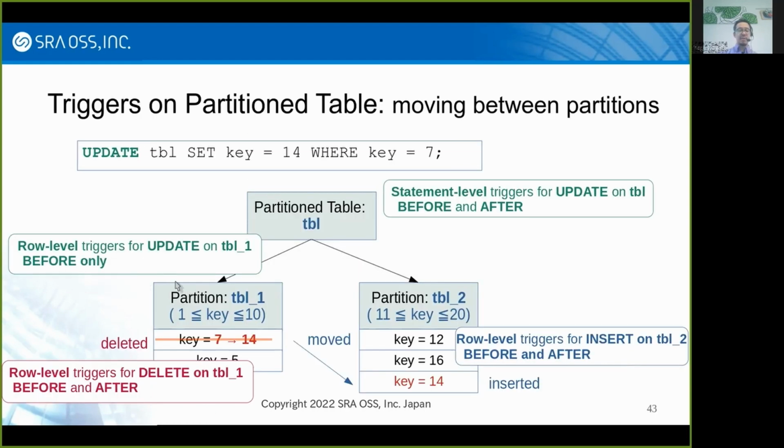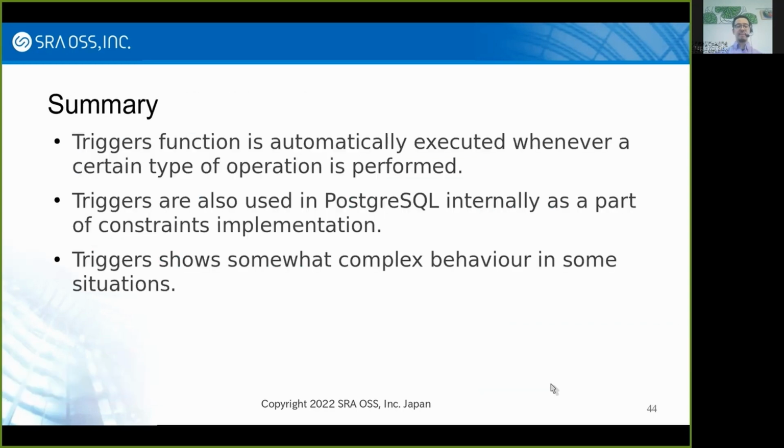That is, this record is deleted from this partition, and this record is inserted in this partition. So the record is moved. So row level triggers for delete are executed in this partition for both before and after, and row level triggers for insert are executed in the other partition for both before and after. Okay.